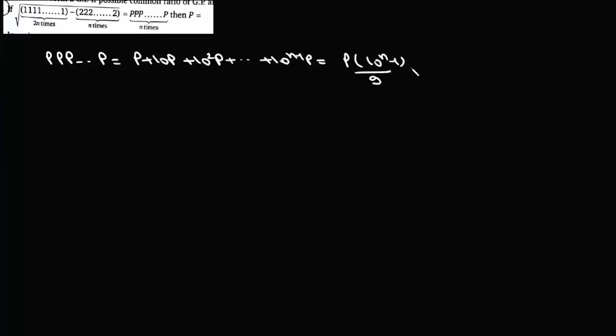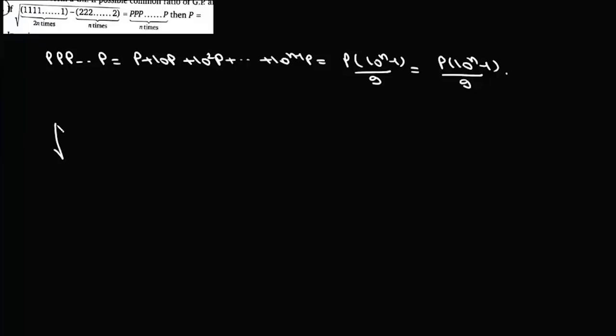Now we know that ppp...p is equal to p plus 10p plus 10 square p, and so on, all the way up to 10 to the power n minus 1 times p. Now this is p times 10 to the power n minus 1 upon 9. So this number is p into 10 to the power n minus 1 upon 9. Now if we put p as 1 and n as 2n, we'll get the first number.